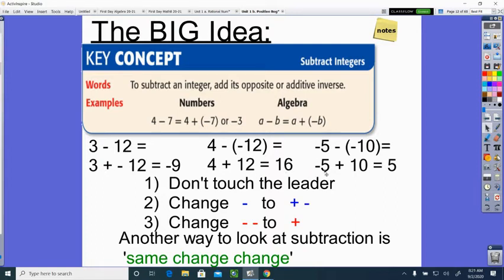Same, don't touch the leader. Change the minus to a plus. Change the negative 10 to a positive 10. It's one of each when you're adding. In our last slide, when you have one of each, you're going to subtract the value. So 10 minus 5. And since the 10 is heavier and positive, the answer is 5. Subtraction is the most difficult of the operations because you've got to do that change to addition first.